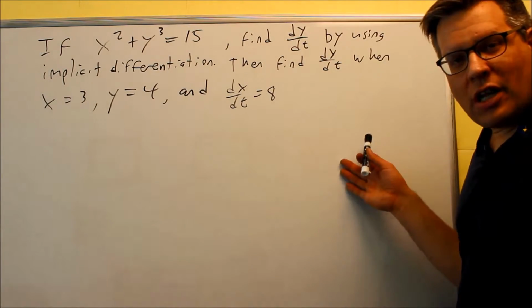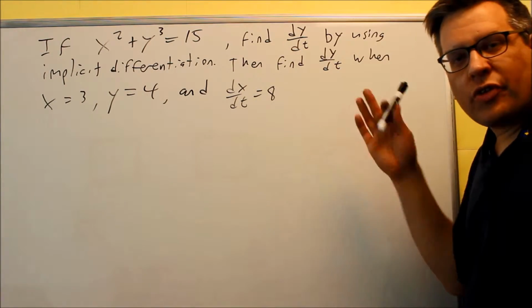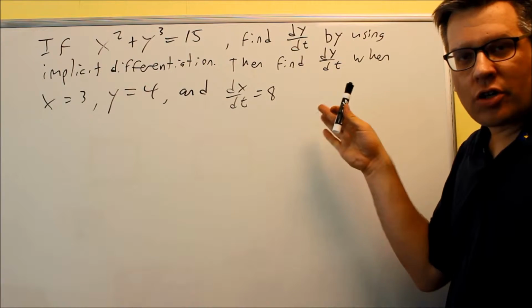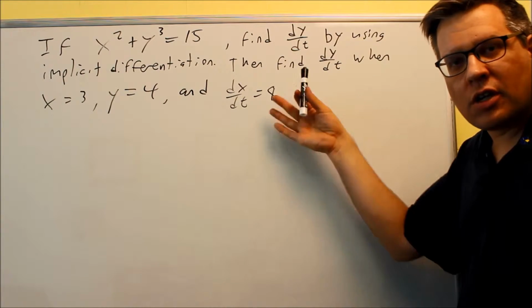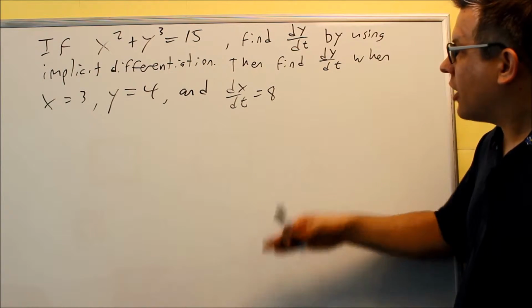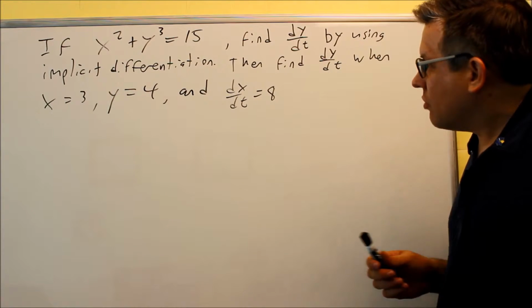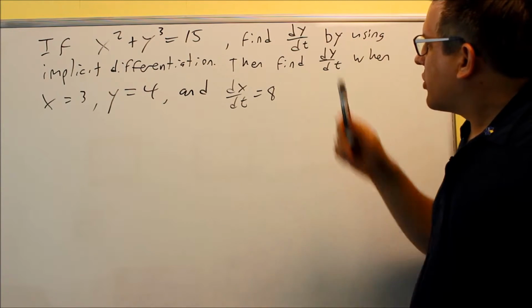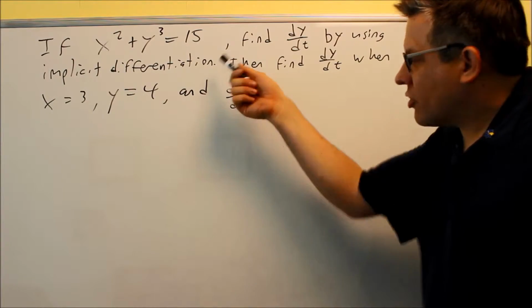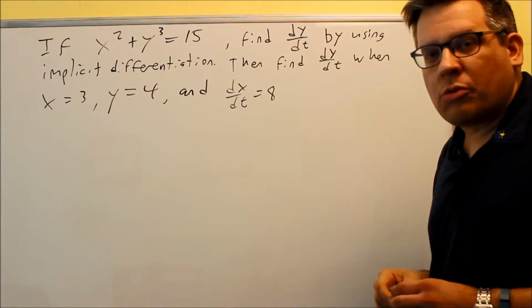Here's another example that has the same type of instructions as the previous one. These are a little bit different instructions than what I had in the notes, but I wanted to make these similar for you in case they ask this kind of question. For this one, they're asking us to solve for dy dt this time using implicit differentiation, and then we have these numbers that we're going to be putting in.